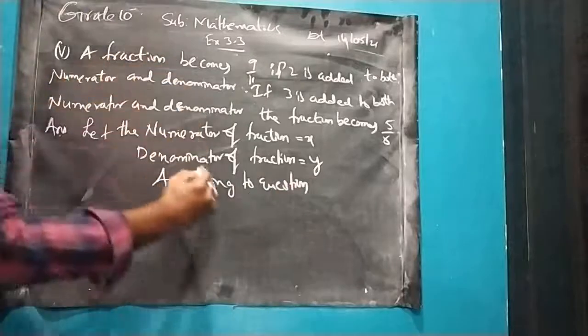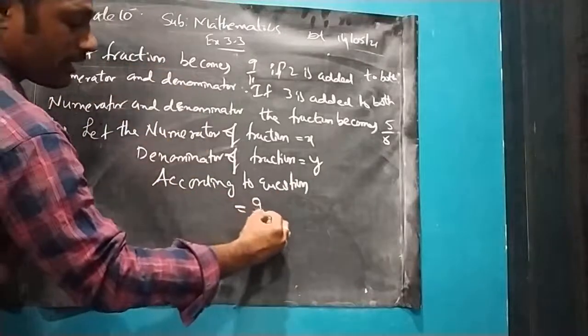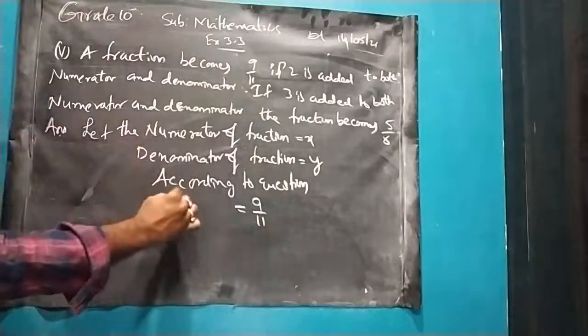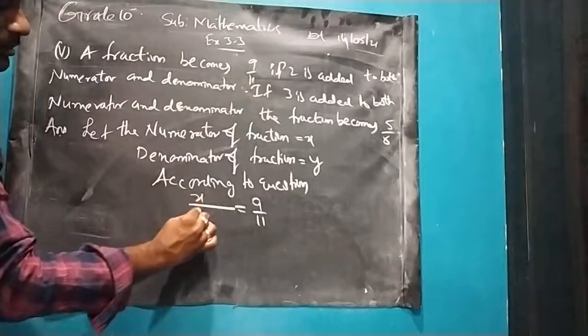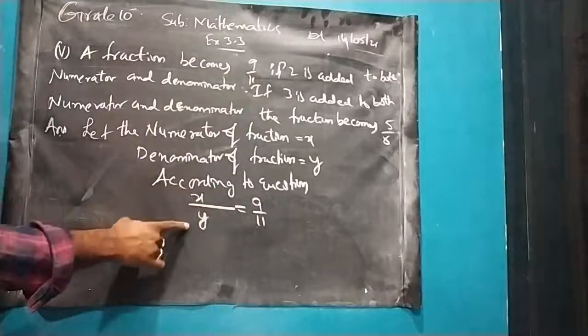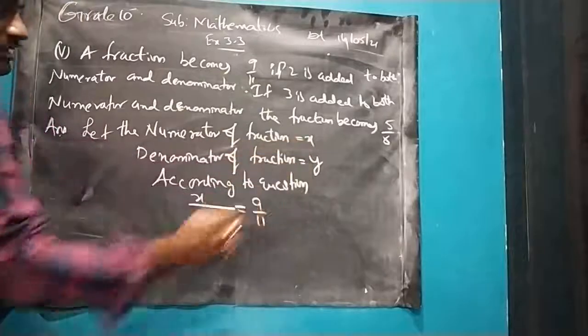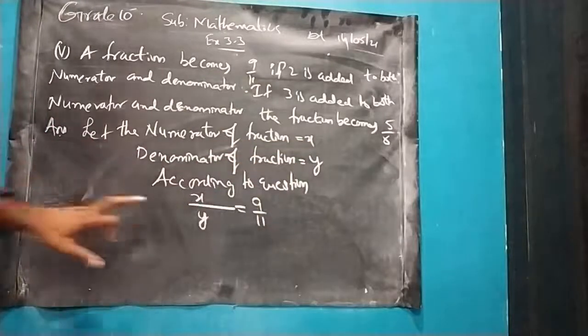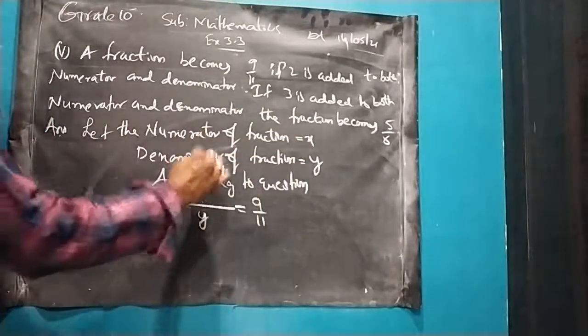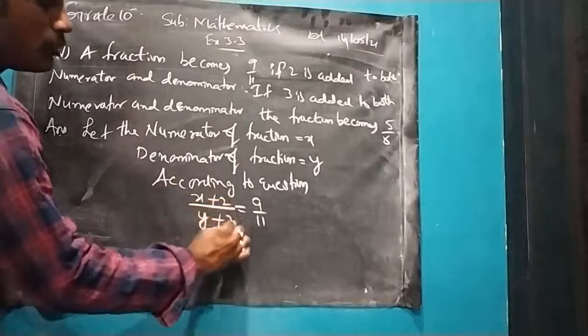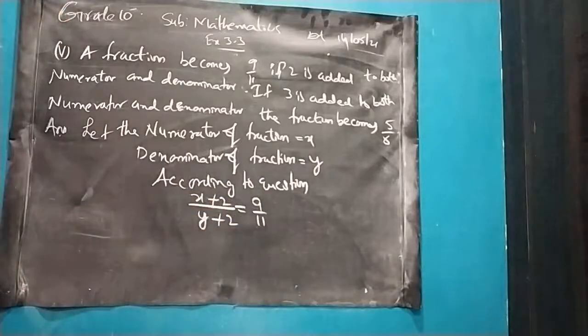A fraction is going to become 9 by 11 when 2 is added to both numerator and denominator. So actually the fraction will be in the form of x by y. Why? Because x is the numerator and y is the denominator. We are going to write the fraction as numerator by denominator. So what are we adding here? 2 we are adding to both numerator and denominator. This is the first equation.